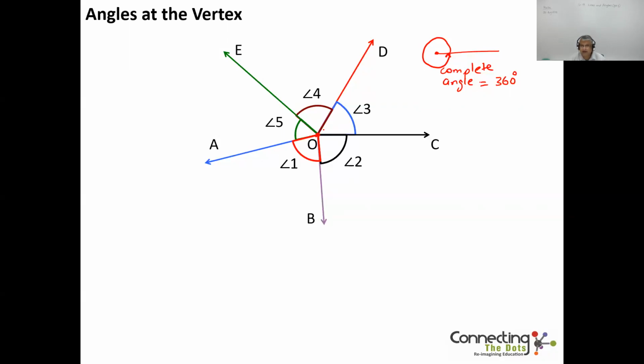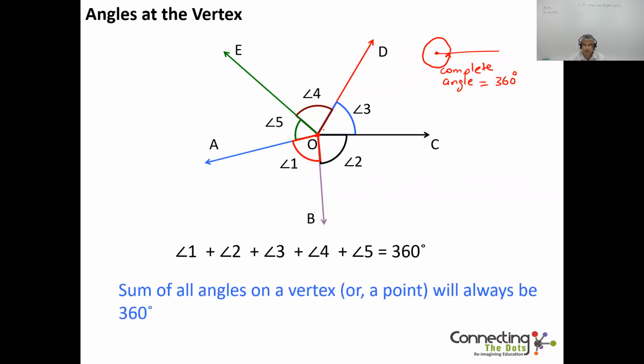Because it really doesn't matter. We have divided that full complete angle into 5 pieces. You can divide it into any number of pieces, non-equal pieces. So all of these angles, 1, 2, 3, 4, 5 will be 360. If there were 9 rays emitting out of it, it really doesn't matter. All of them will still add to 360 degrees, because the complete angle at any given point is 360 degrees. So the sum of all angles at a vertex or a point will always be 360 degrees. Remember that? Okay.